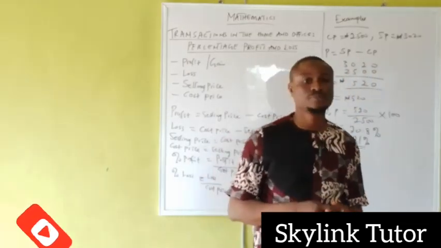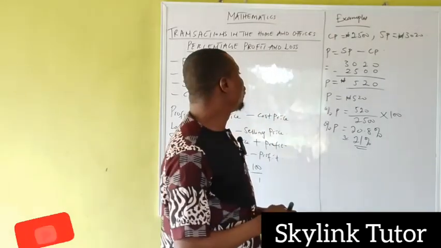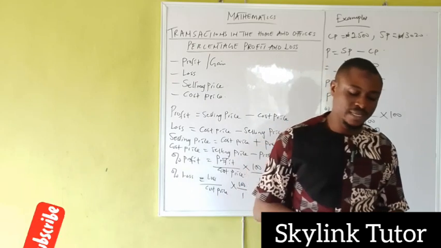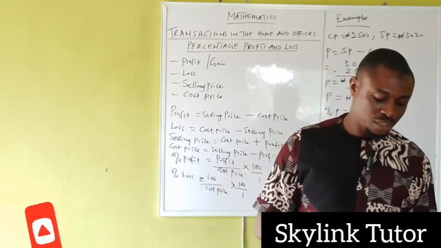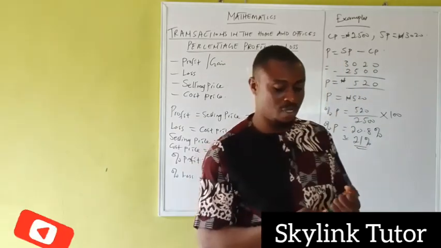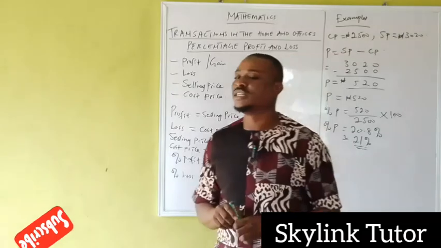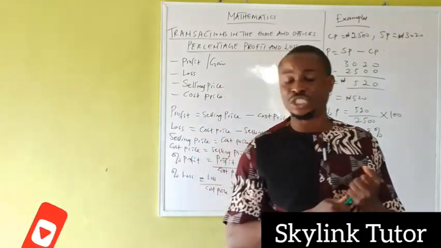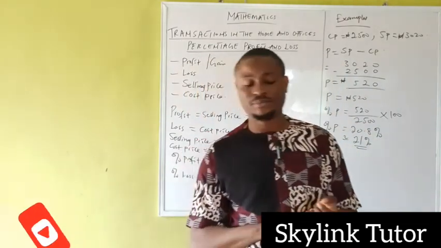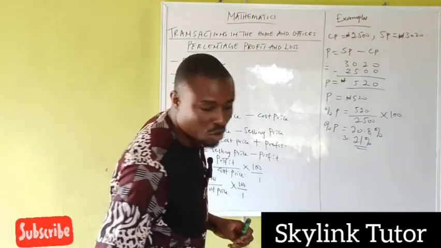Another question. A market woman bought 40 apples at a total cost of 5,000 naira and sold each one at 100 naira. Find the percentage profit or loss.